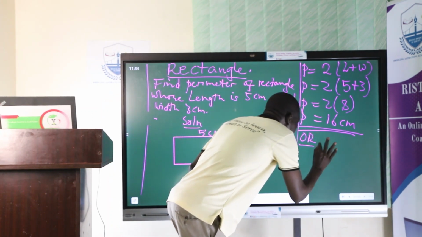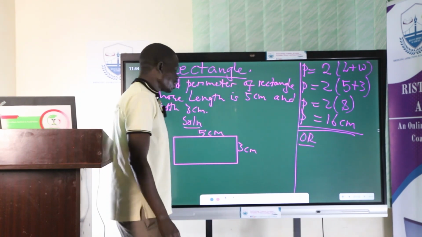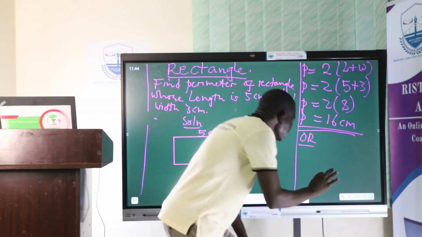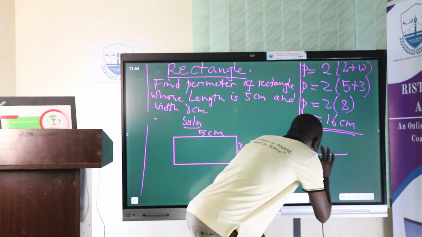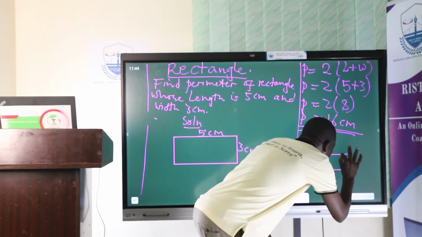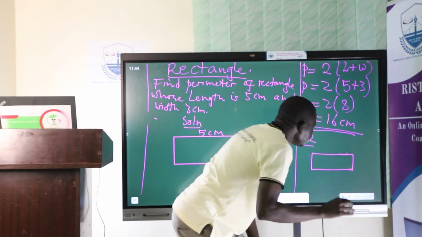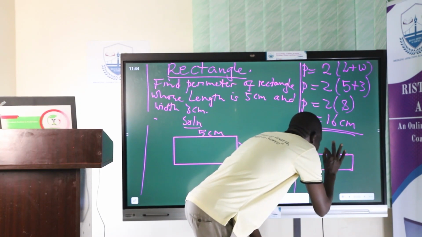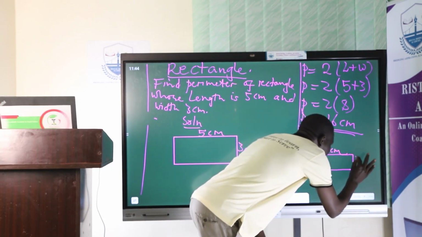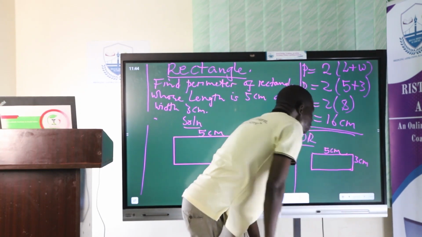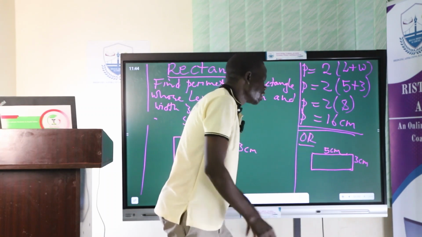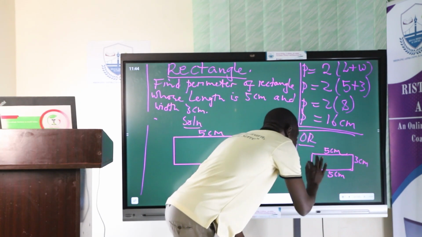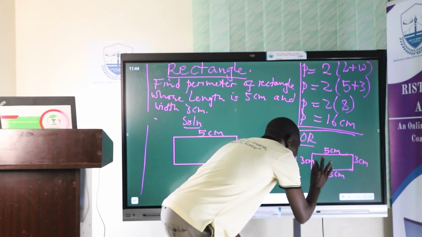Alternatively, if one cannot work in that form, since they say it's a perimeter, it's a rectangle, remember it is in that form. This is the 5 centimeters. This is the 3 centimeters. Since the parallel sides are equal, this is also 5 centimeters and this is also 3 centimeters.